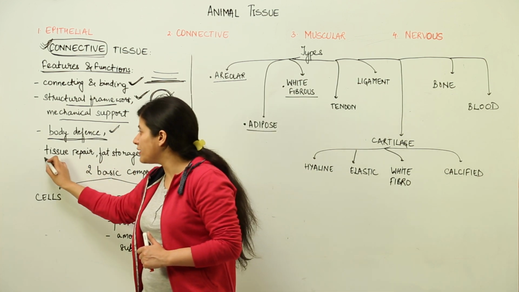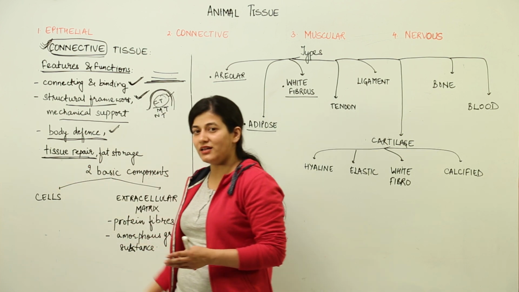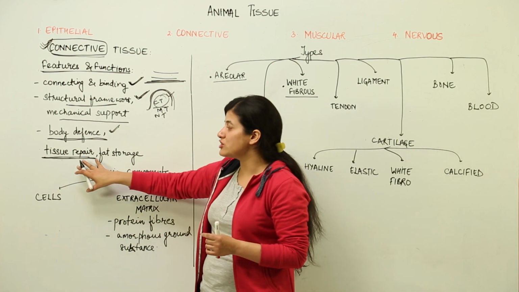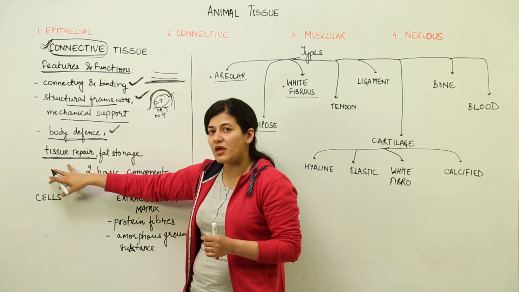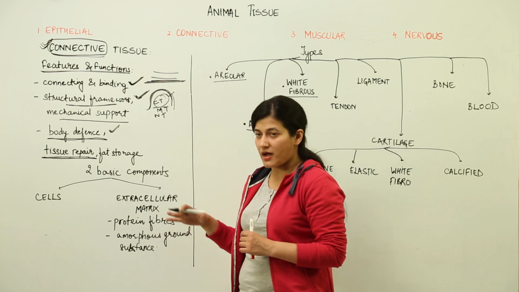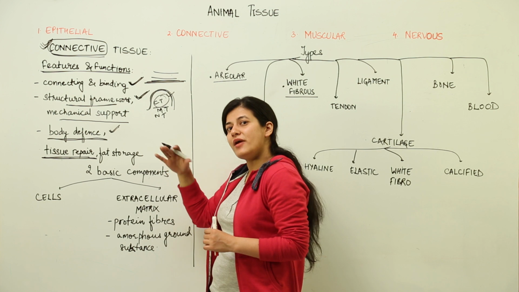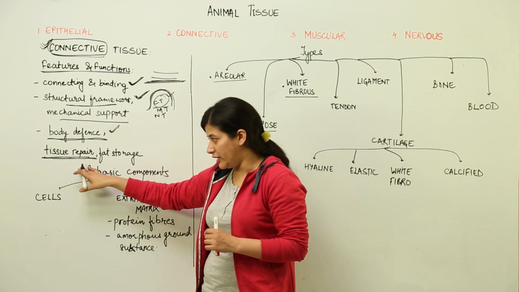Then we have tissue repair. There are specific fibers inside the connective tissue which are secreted by the cells of connective tissue, which are responsible for the tissue repair wherever wear and tear has taken place, because most of the subcutaneous part of the body is formed by connective tissue and it repairs itself by this process only.